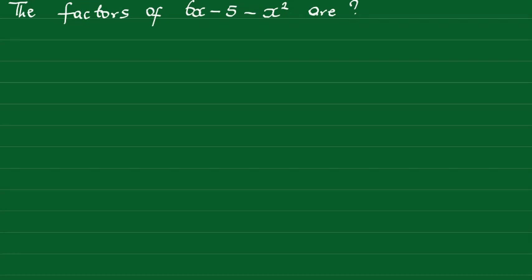All right, guys, welcome. We've been asked the question: the factors of 6x minus 5 minus x squared are dash. This question is actually from JAMB 1982. Now, we'll dive quickly into the question we've been given by writing the solution.